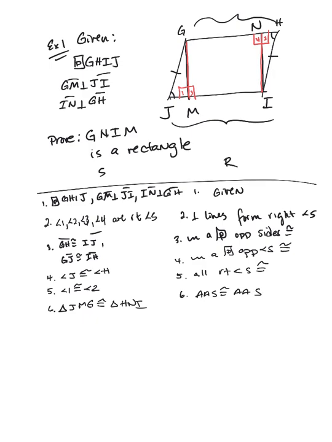Okay, so now here's what I'm going to do. I'm going to say JM is congruent to NH, or HN. I should do it in corresponding order. And I'm also going to say GM is congruent to IN.